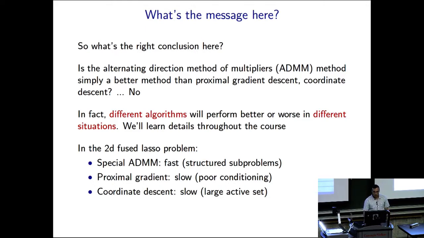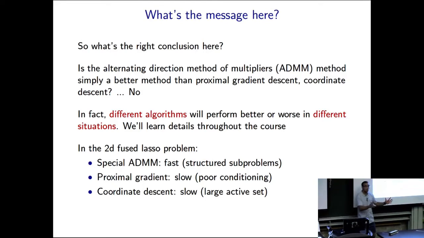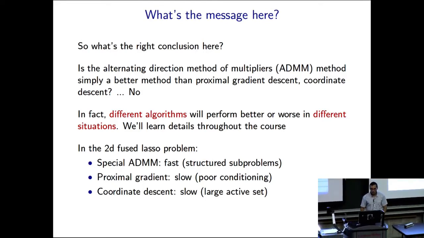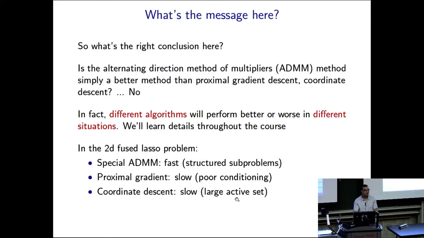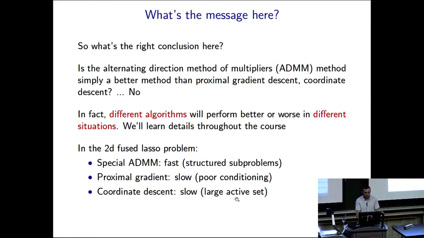Coordinate descent is slow in this case because it's operating on the dual, and in this case the active set, which is the set of coordinates that coordinate descent actively manipulates in each cycle, is very large. It has to do a lot of work to push those towards optimum. Coordinate descent tends to thrive when we have small active sets. But in this particular case, it comes from the fact that we're looking at the dual. The active set's very large. So it's just a bad idea to use coordinate descent.